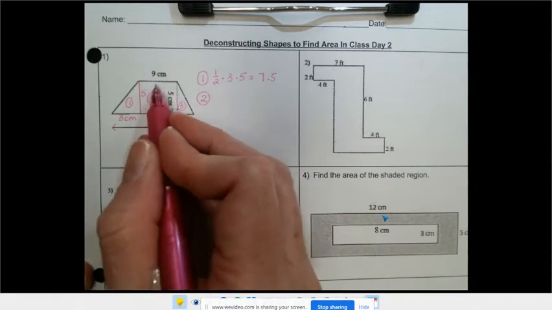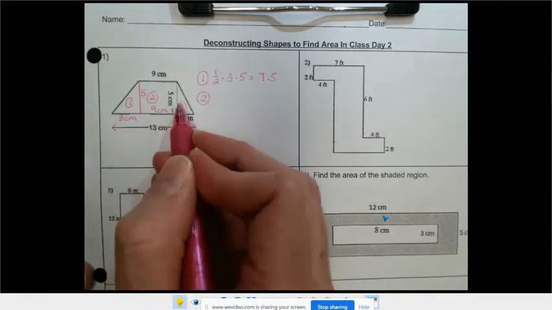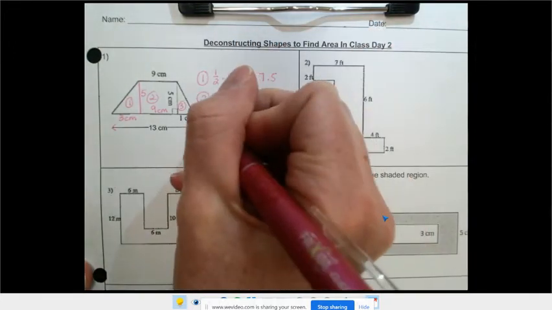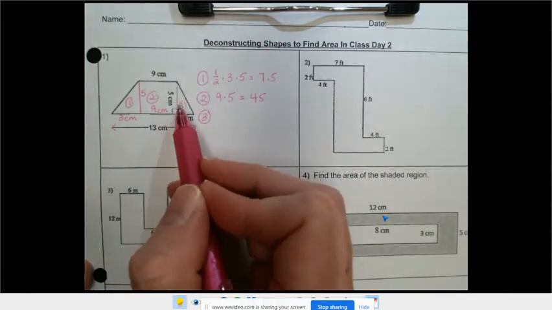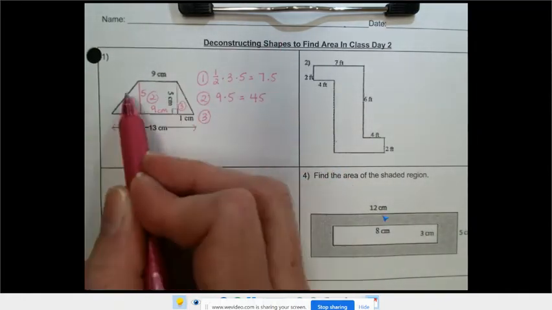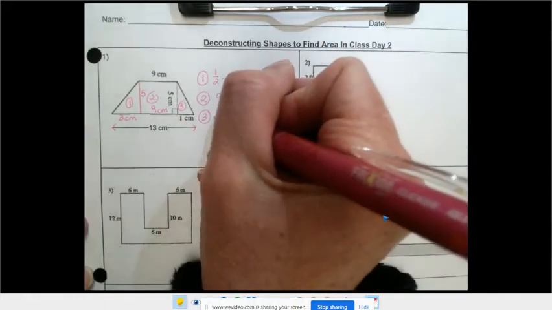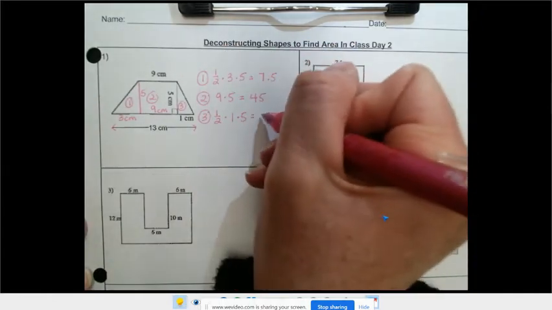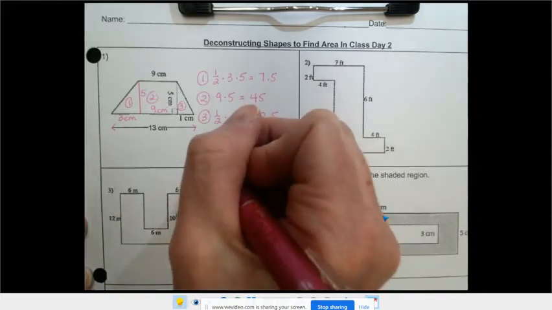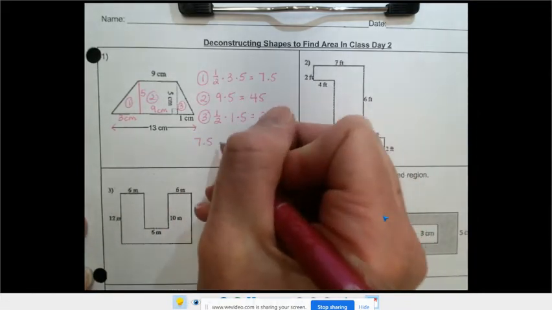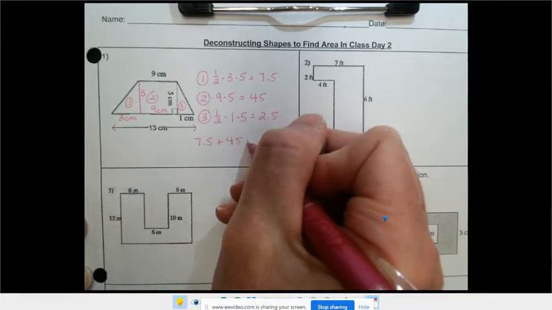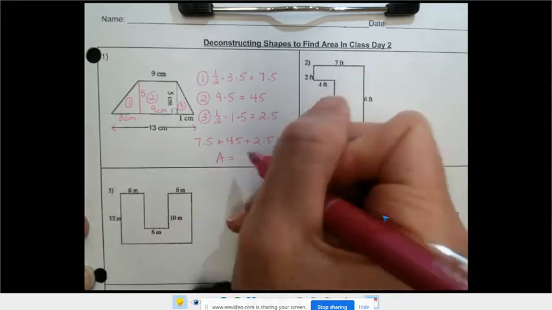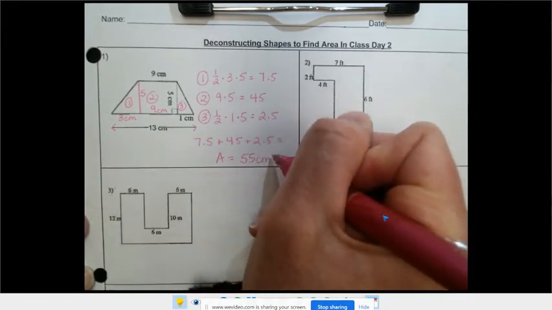For number 2 here, I just have a kind of a rectangle. So it would be 9, my base, times my height, 9 times 5, which is 45. And then this triangle, in the past, we've just been duplicating. Our triangles have been the same size, but this time they're not. So again, I'll do 1/2 times my base of 1 times my height of 5 for 2.5. Then I just add all those areas together. So 7.5 plus 45 plus 2.5, and I end up with an area of 55 centimeters squared.